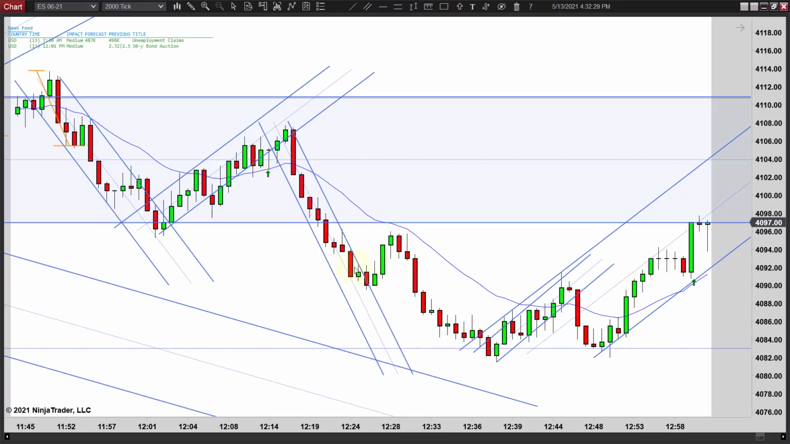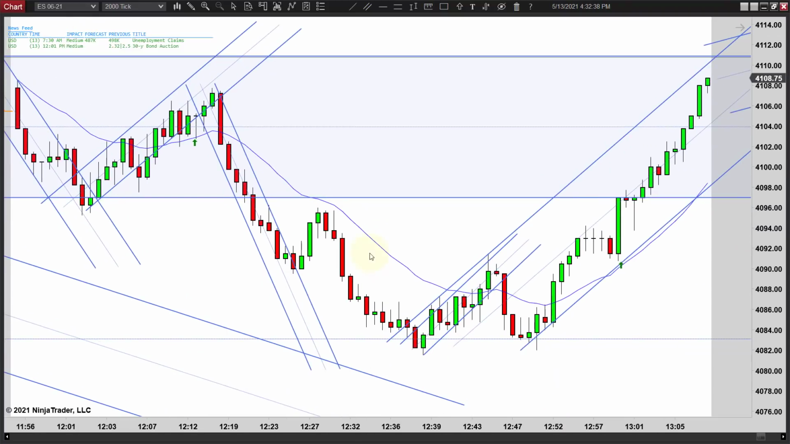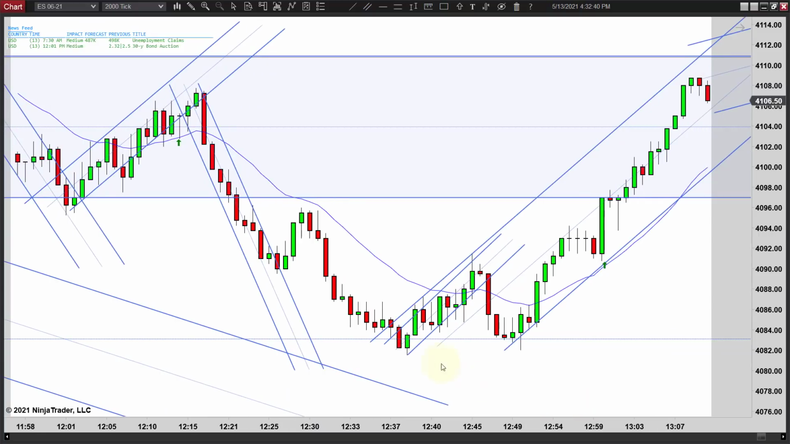I don't see any way to really play this. There is a failed second entry long there, but that looks like one leg down and just one leg. There's too big a chance of another leg of correction before it goes lower.